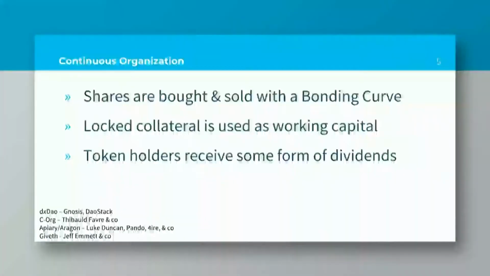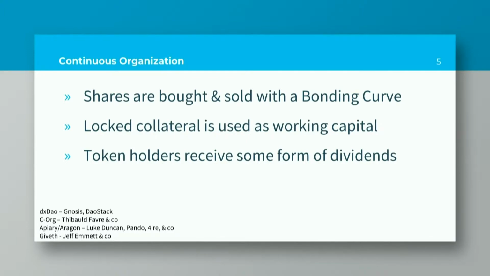And I'll go now into continuous organizations. This is typically thought of as some kind of organization that uses a bonding curve for minting and burning shares. So those shares would be the tokens. That locked collateral that's used for buybacks, part of that is used as working capital for an organization, with the idea that token holders would receive some form of dividends from profit from this company. The details of how all those are implemented vary across different descriptions.